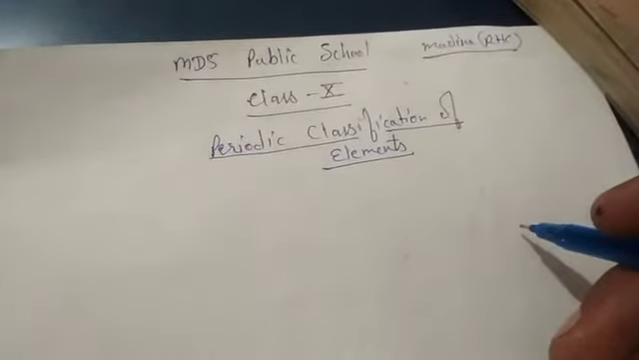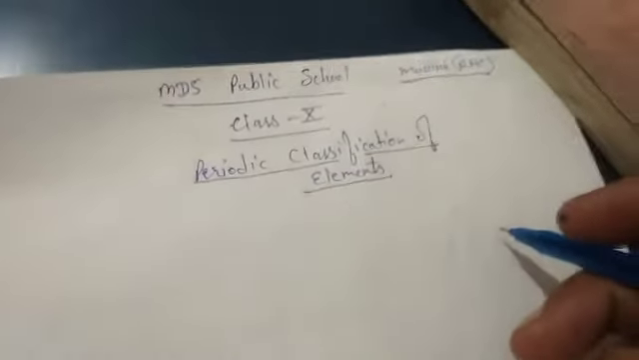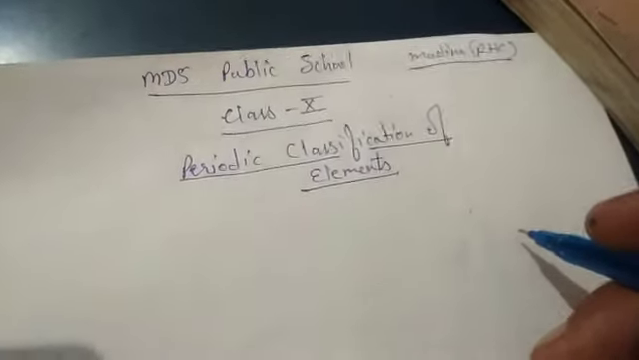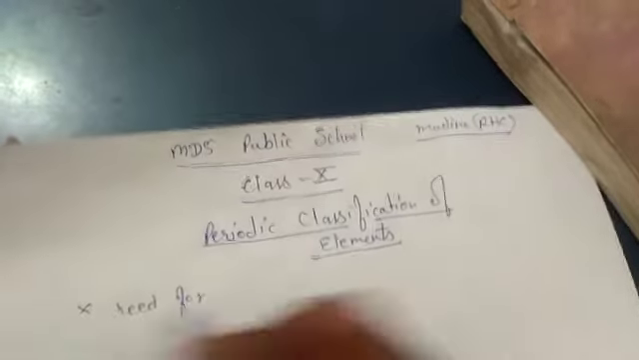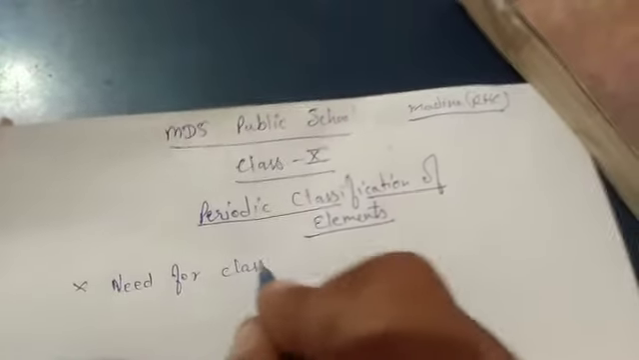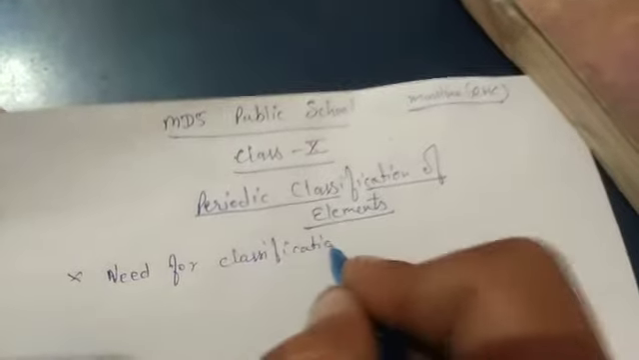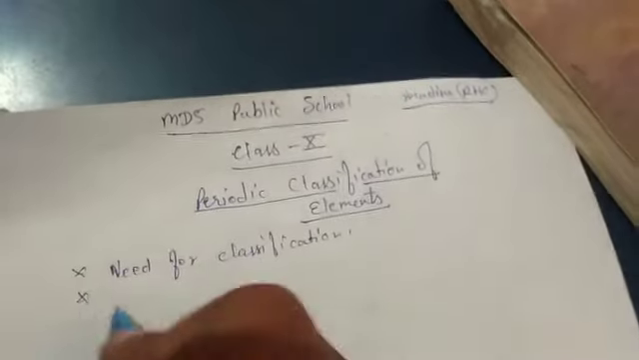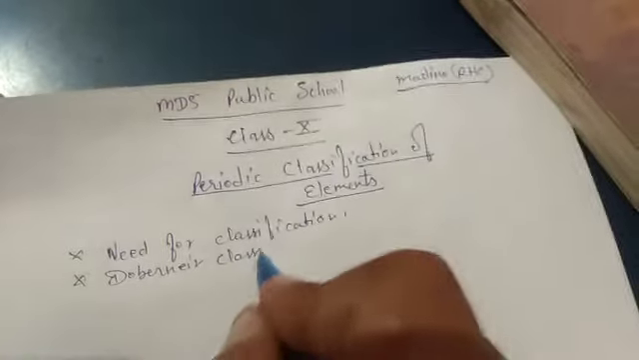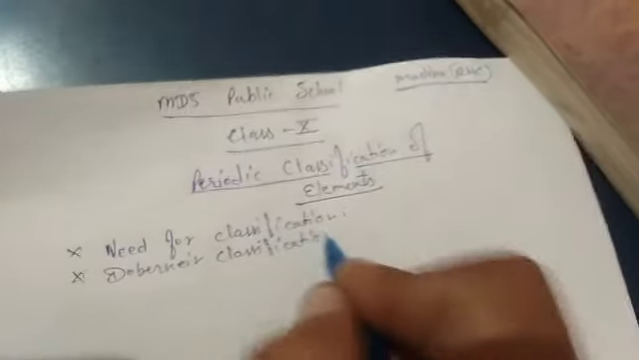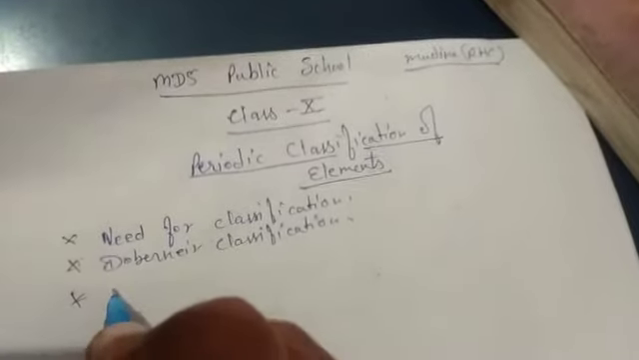Hello, dear students. In the previous lecture of the periodic classification of elements, we have already discussed the need for classification. What is the need for classification? Because we cannot study the properties of every element separately. Second, Dobereiner's classification we have already discussed: its introduction, its results, its limitations. Three things we have done. Next, we have done an activity.